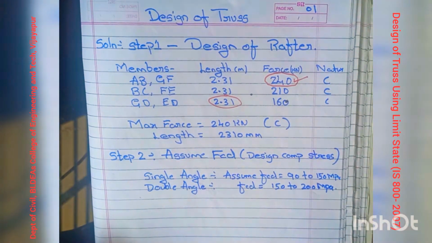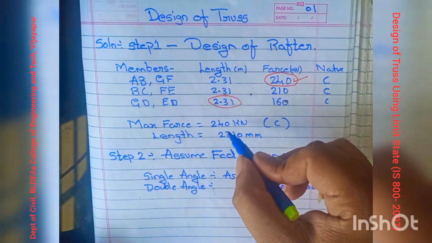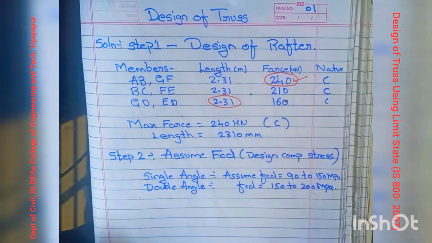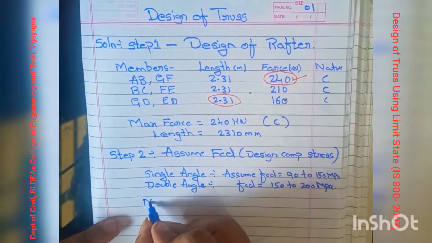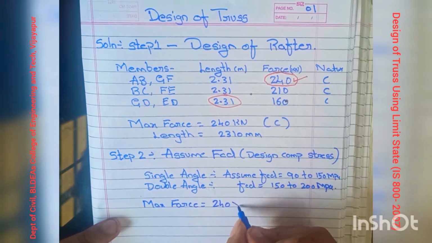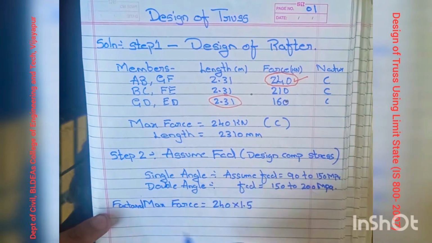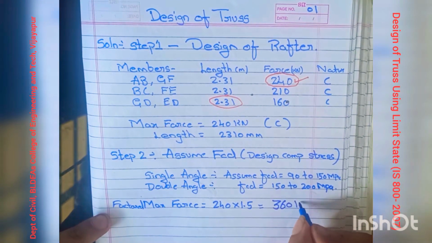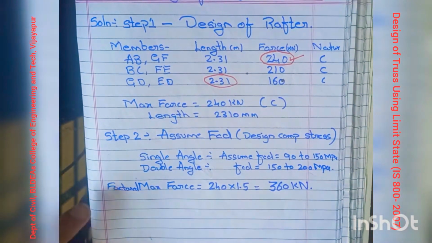Whatever section you select, whatever assumption you make, it doesn't matter. Its load carrying capacity, which we will check in the next step, has to be greater than the maximum force. Now in our case the maximum force is 240 kilonewton. We need to factor this. So the factored maximum force is 240 into 1.5, that is 360 kilonewton. So whatever section we select, its capacity has to be greater than 360 kilonewton. It's a trial and error method.